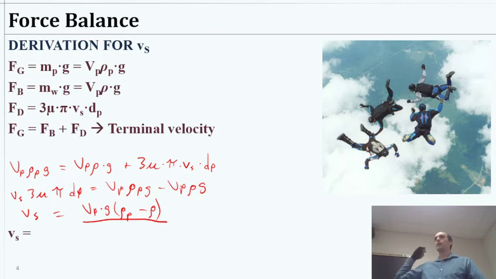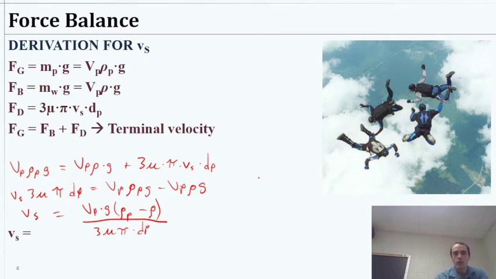It's the difference between how heavy the particle is, or how dense it is, compared to the density of the water. That's really driving most of it. Okay, so on the bottom then we have 3 mu pi and dp.